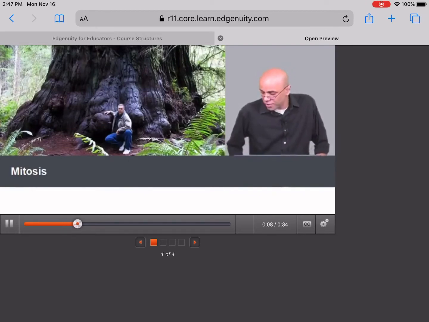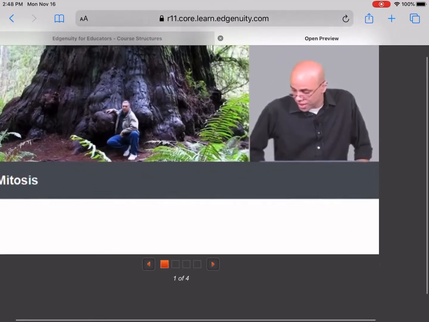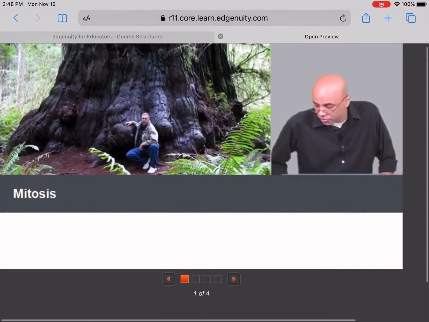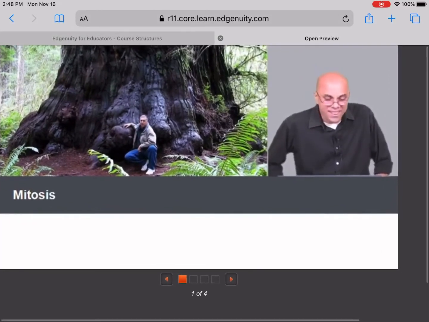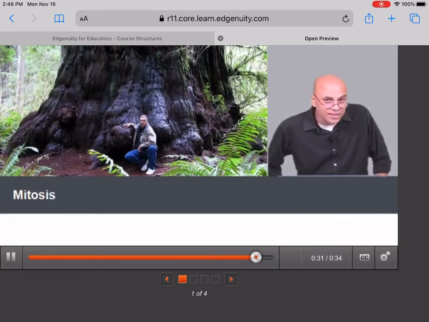Mitosis. We're going to learn about the steps of mitosis. Mitosis is the process cells go through to reproduce, and it occurs in multicellular organisms such as the man, the plant, the trees, the bugs, and all of the living things that you see in this picture. Before we get started, let's review the examples of multicellular organisms.